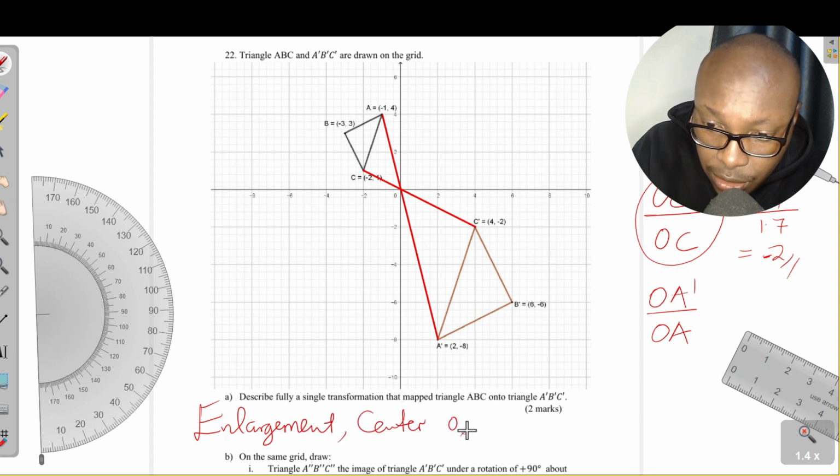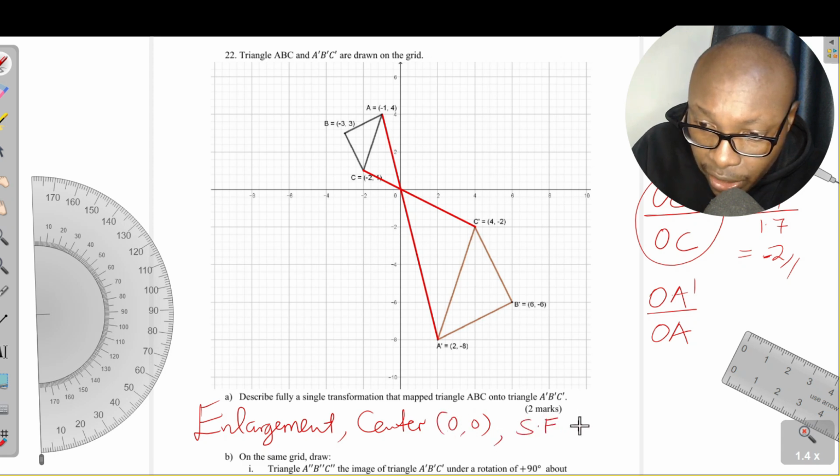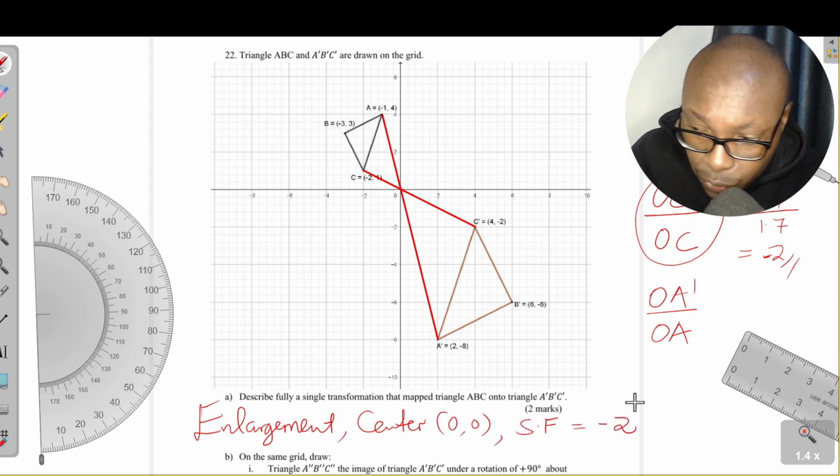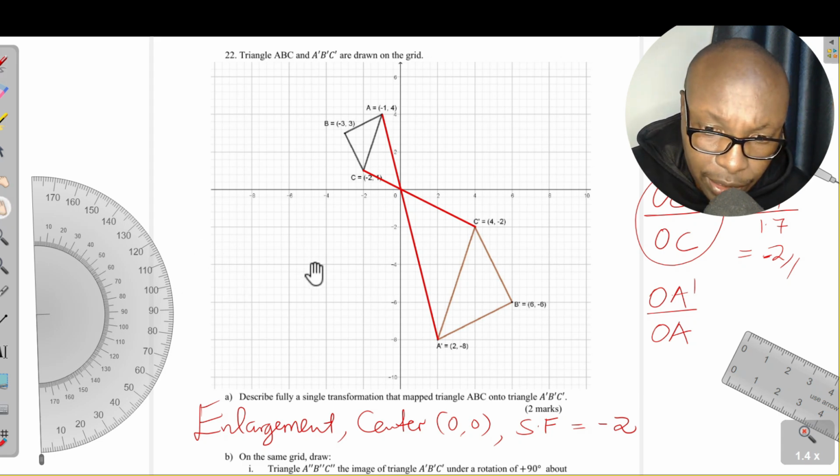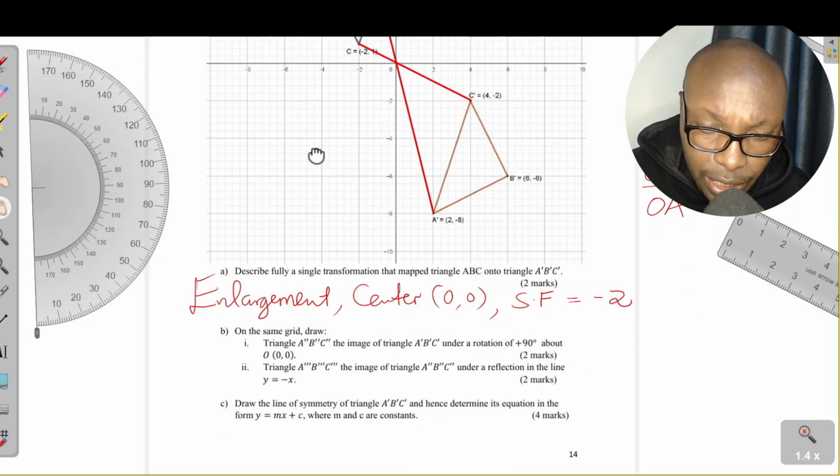Center is the origin, and then the scale factor of enlargement is -2. That is the full description of an enlargement. Now you can go to the next one. The next part is on the same grid, that is part B.